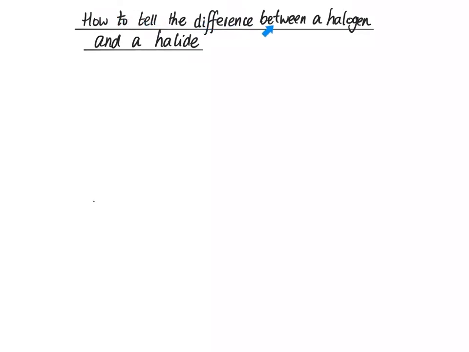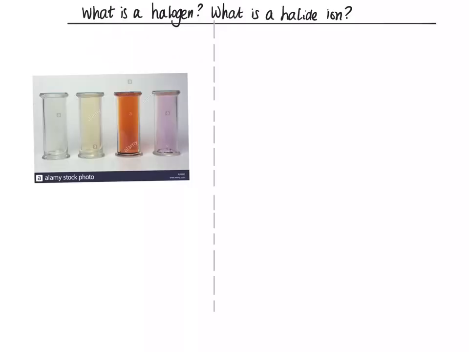How to tell the difference between a halogen and a halide. What is a halogen and what is a halide ion? So we're going to start by looking at what a halogen is.